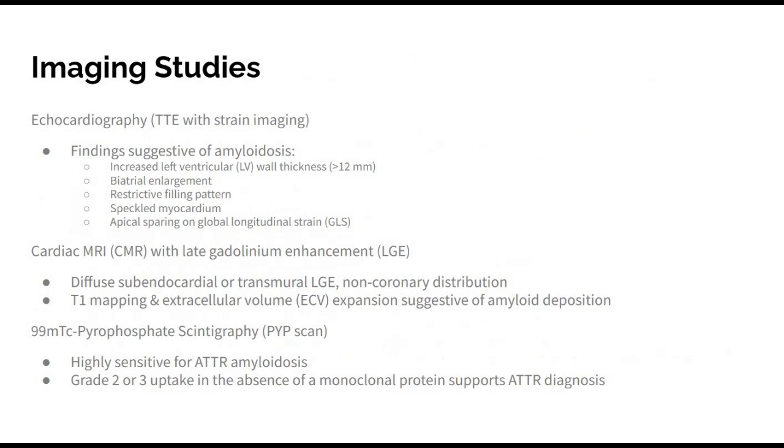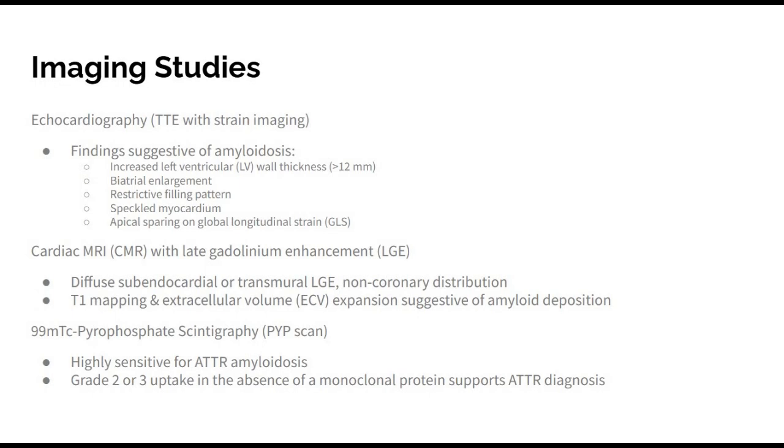Step 4. Imaging studies. Non-invasive imaging is fundamental in the diagnosis of cardiac amyloidosis. The imaging modalities of choice include echocardiography, cardiac MRI, and nuclear scintigraphy. Echocardiography, TTE with strain imaging. Left ventricular (LV) wall thickening above 12 mm without another cause. Biatrial enlargement. Restrictive diastolic filling pattern. Apical sparing on global longitudinal strain, GLS, a key differentiating feature from hypertrophic cardiomyopathy.